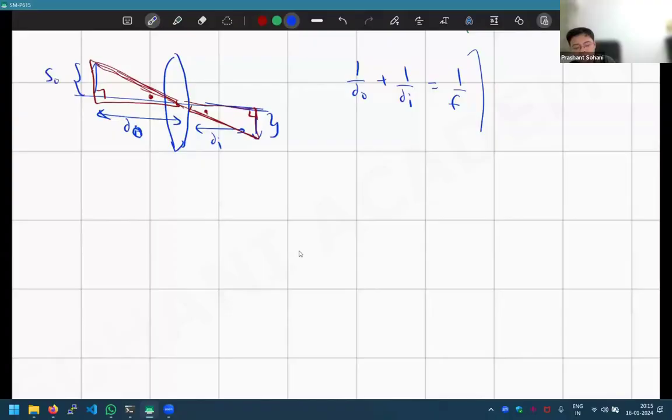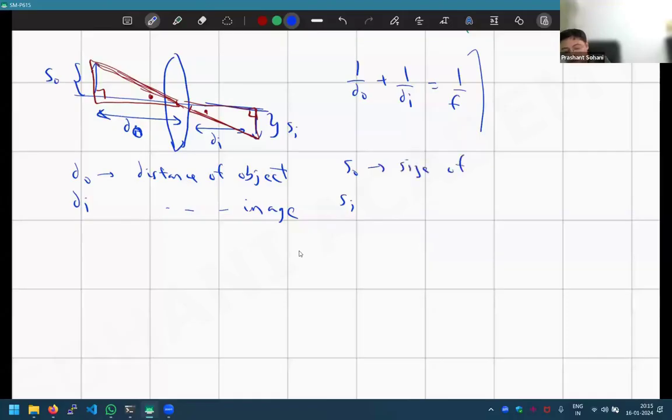So if I call this SO and SI, right? So DO is the distance of the object and DI is the distance of the image. Then SO and SI refer to the size of the object and the size of the image. And all these four will be in what we call proportion, right? So the ratio of them will be exactly equal. Okay, and this is sometimes very useful because you may be given the information in terms of the size, but you can convert that into distance and vice versa.